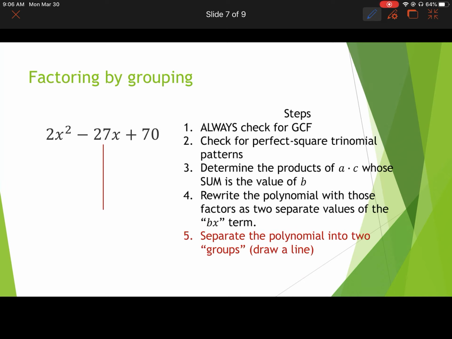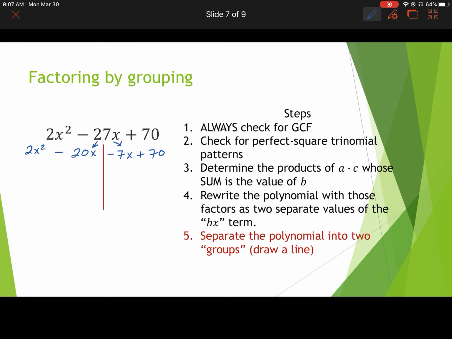Oh, it disappeared here. So let me rewrite this: 2x squared minus 20x minus 7x plus 70. Okay, so again, all we did was separate this negative 27x into what created it.